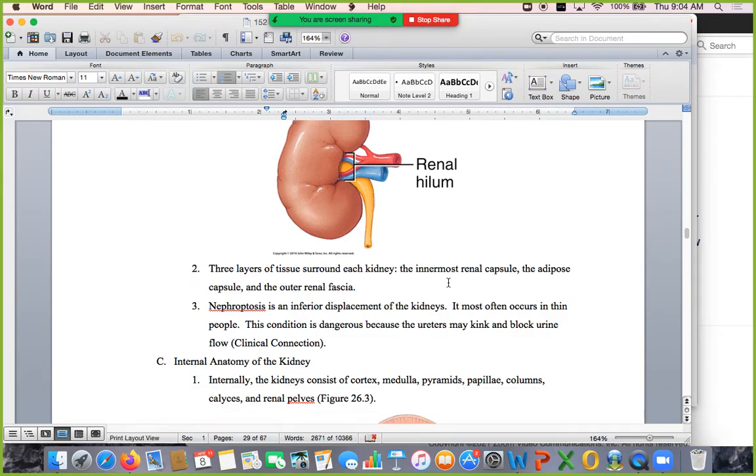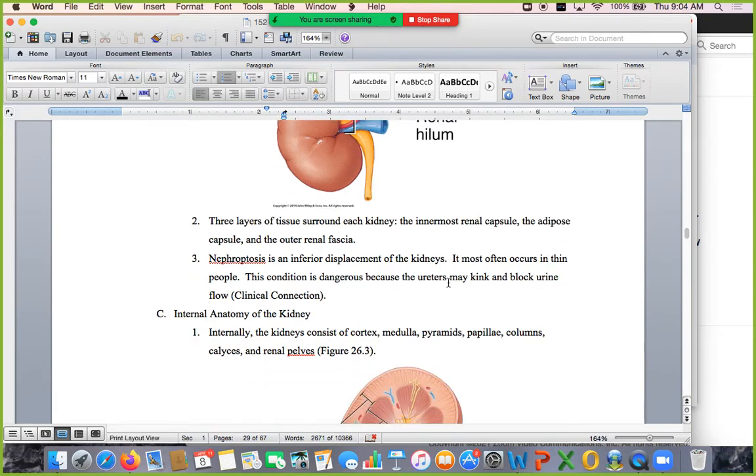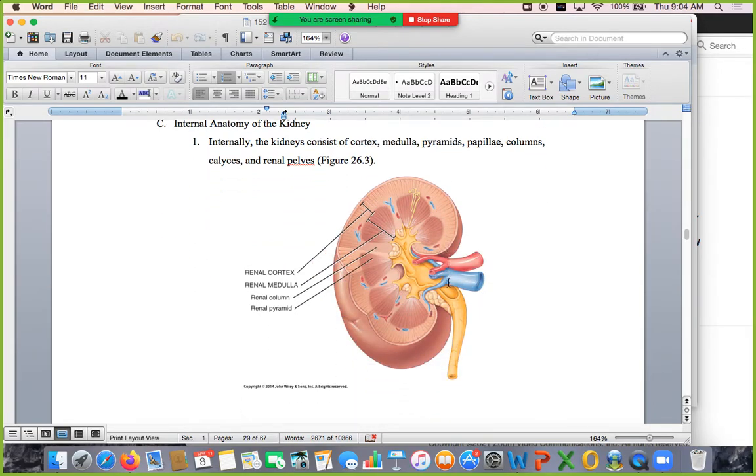And we have multiple layers around the kidney. If we go from the innermost region, that's the renal capsule. Then we have the adipose capsule, and then the outer renal fascia. Internally, we have a cortex, which is the outermost region of the internal section. Then we have the medulla. The medulla is going to have pyramids in it, so it's going to be surrounding the pyramids. So here's the medulla, and the pyramids are going to sit within that region.